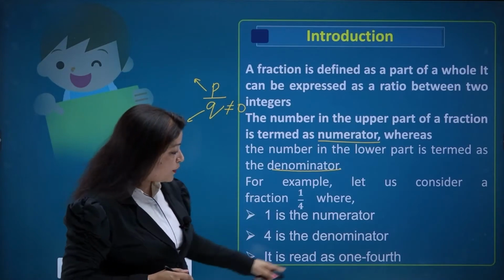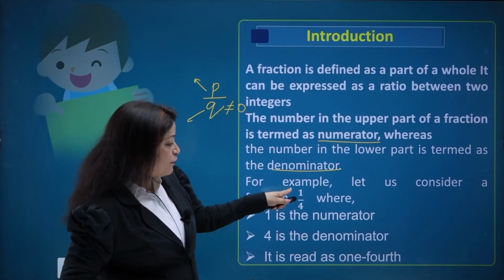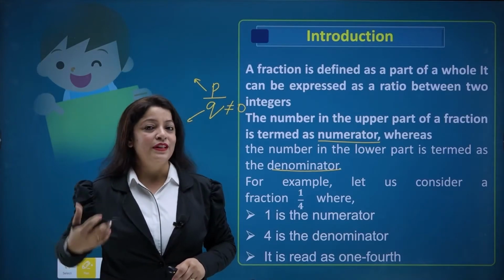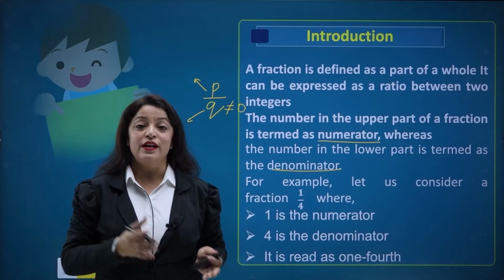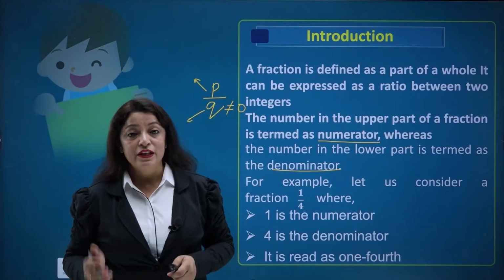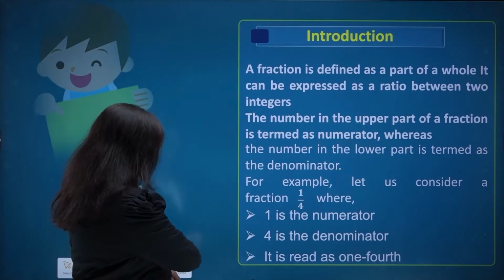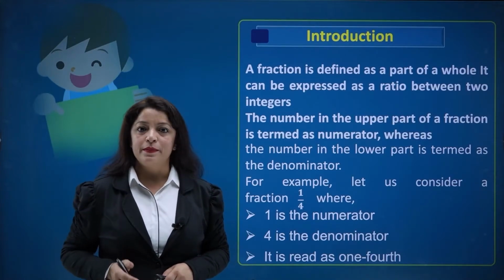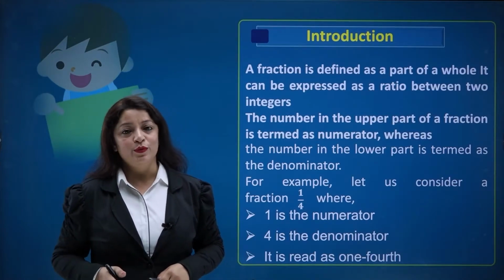Also, how do we read it? It is read as 1/4. So first the numerator is spoken, then the denominator is spoken. That gives you 1/4 in this case. But in general we say that it is P upon Q format, and P and Q can be any whole number, but Q cannot be equal to 0.